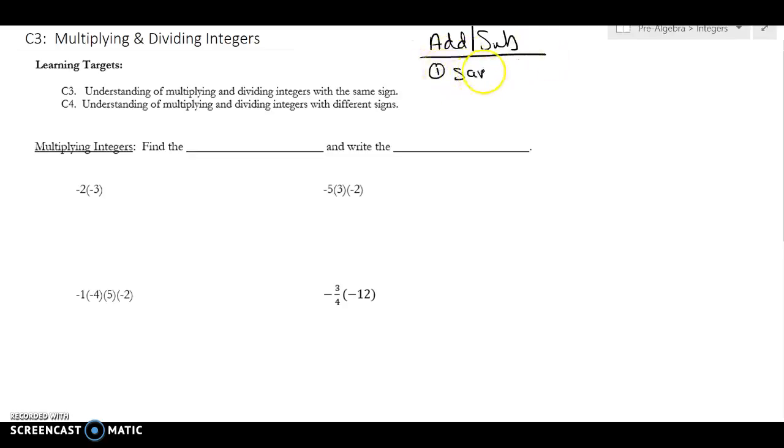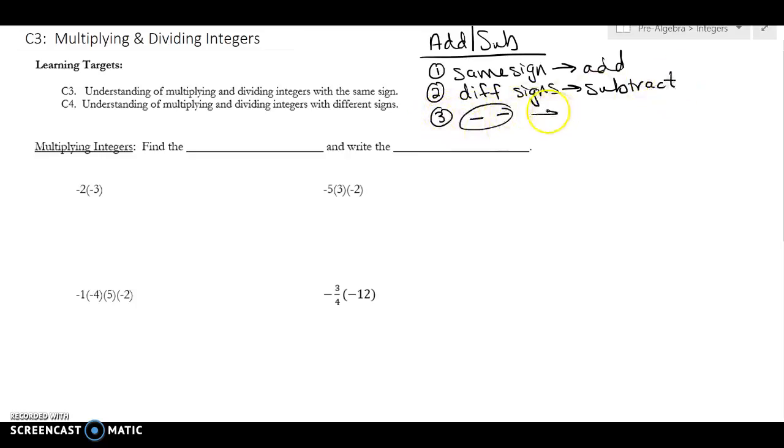Rule 1 was same sign, you add. Different signs, you subtract. And the last rule was when you had 2 negatives touching, you would make them a plus. Okay?